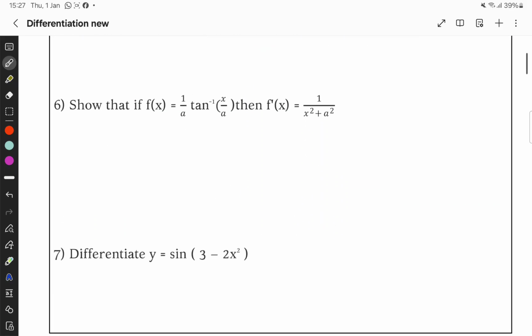Now we are going to that question. Show that if f(x) is equal to 1 over a times tan inverse of x over a, then f prime of x is equal to the given expression. That question is from past exam papers, I think it's not repeated again, but we will start to differentiate it according to the rule. Everyone knows the derivative of tan inverse. The question and the answer are given, so that means you need to find the answer, then compare it to that formula.